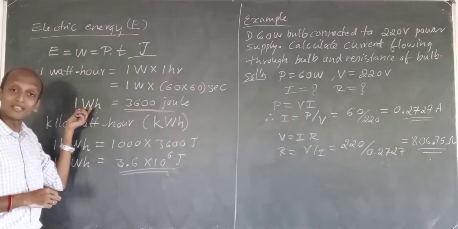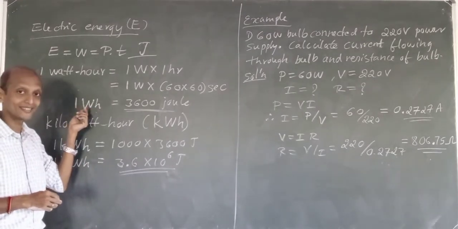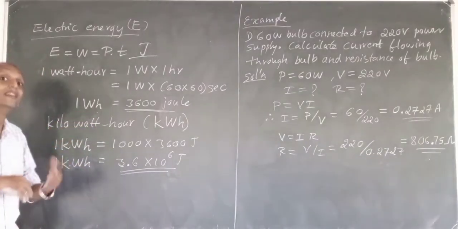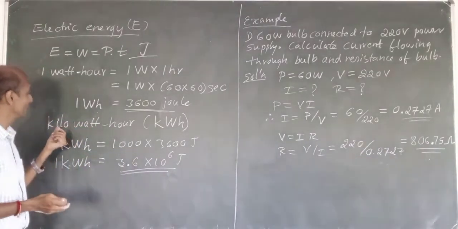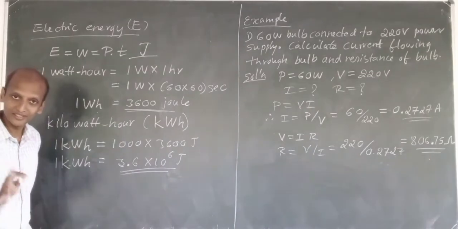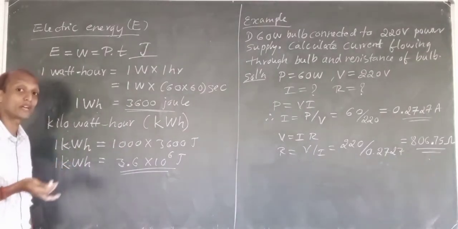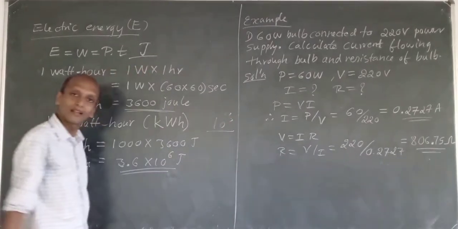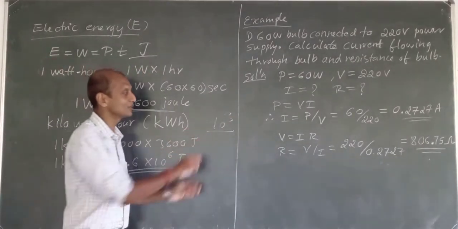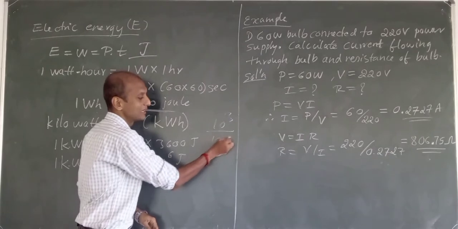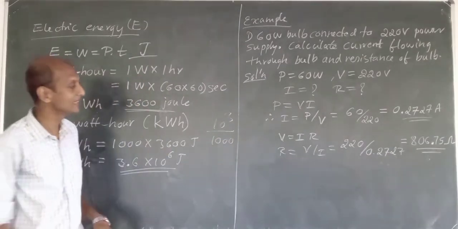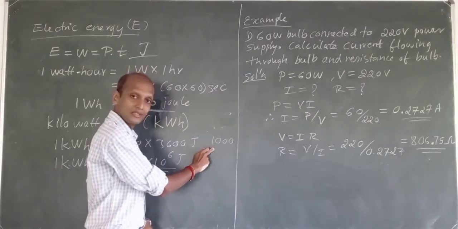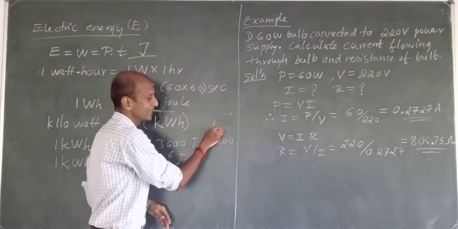Because watt hour or watt seconds is a very small unit, for that reason we will be going for a larger unit, what is called kilowatt hour. So here we will be talking about kilowatt hour. What is kilo? Kilo is nothing but 10 power plus 3. Kilo in the sense 10 power plus 3 means we are multiplying by 1000. So 10 power plus 3 is nothing but 1000.